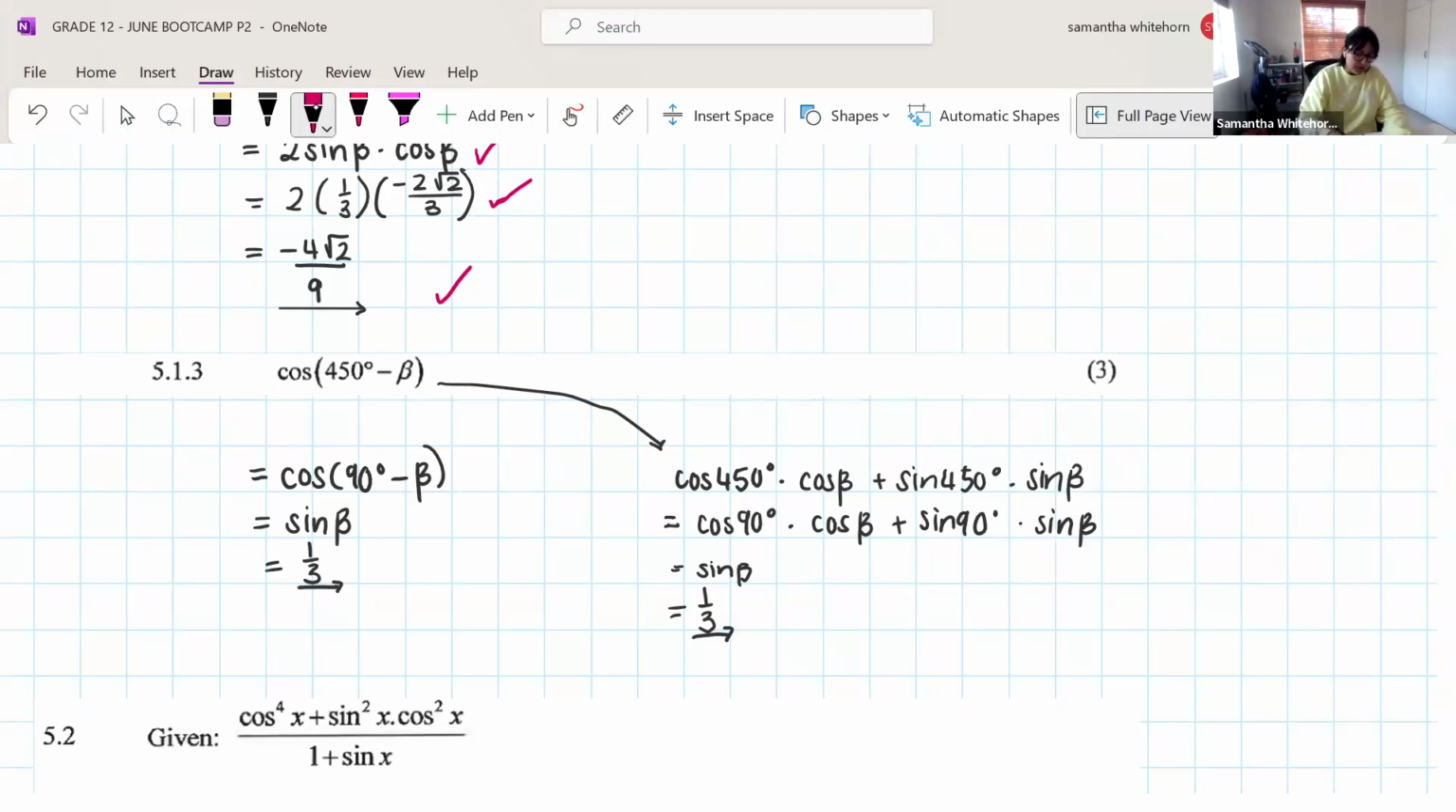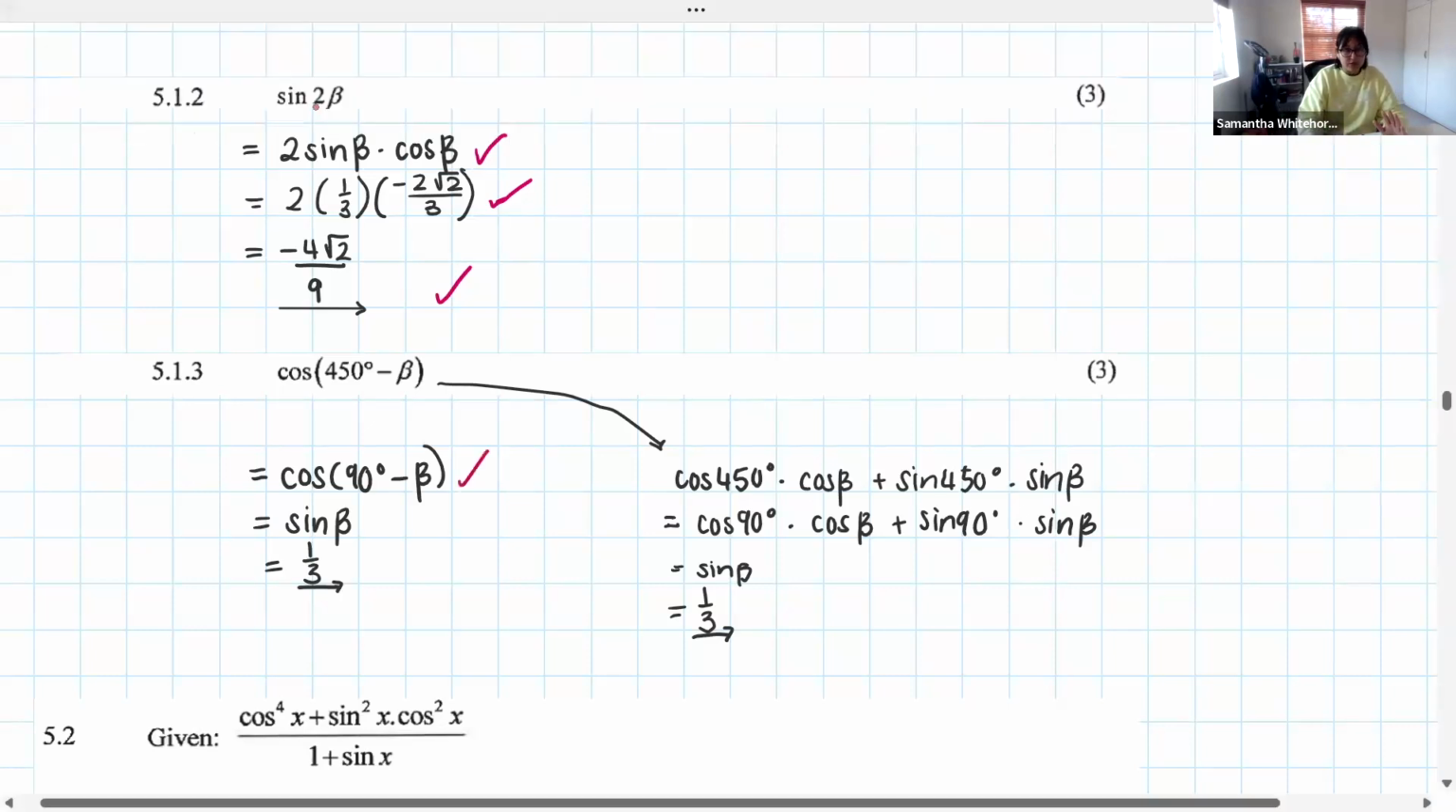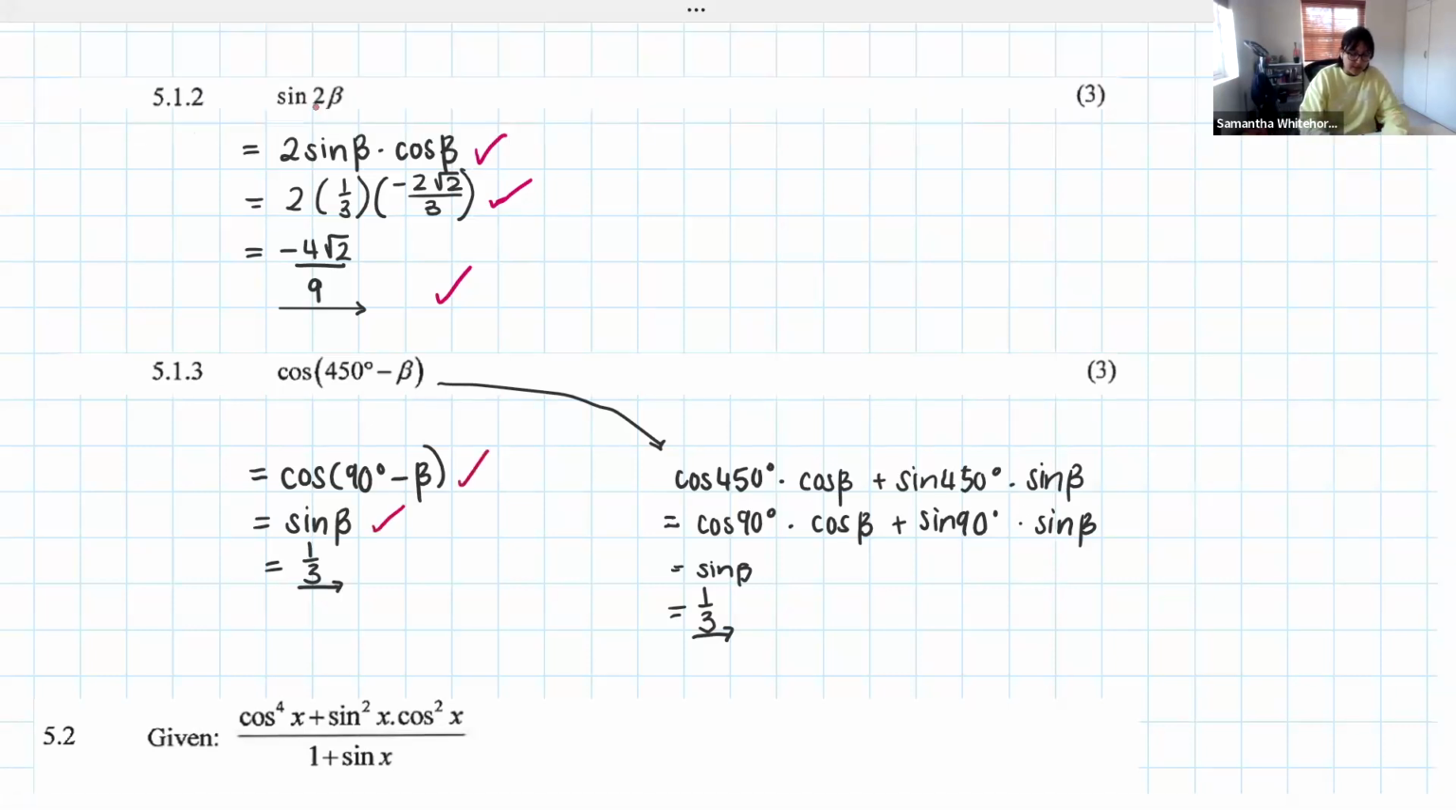So for the first one, it would be that reduction, so subtracting 360, understanding the co-ratio, and then getting a third. For the second one, it would be your expansion. It would be applying the reductions of the cos 90 and the sine 90. Essentially just getting a sine beta. And then a final mark, obviously, for your answer of a third.